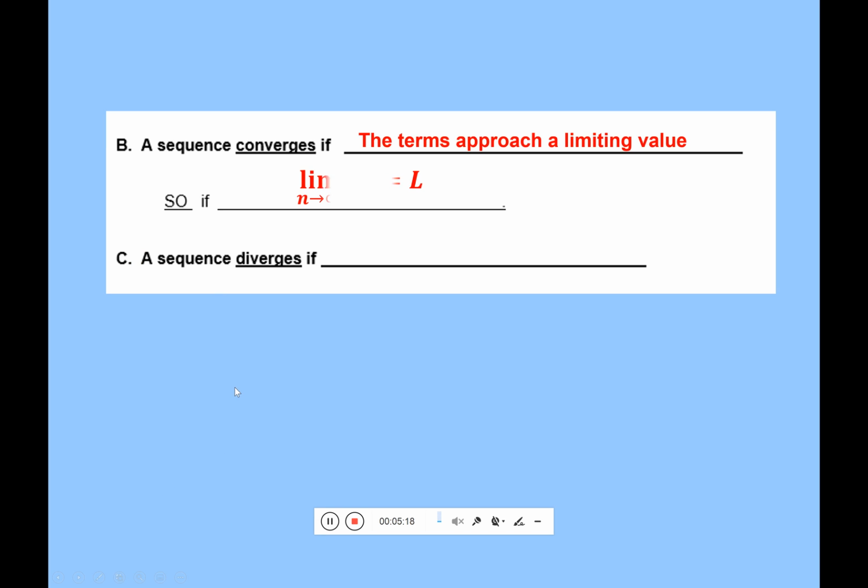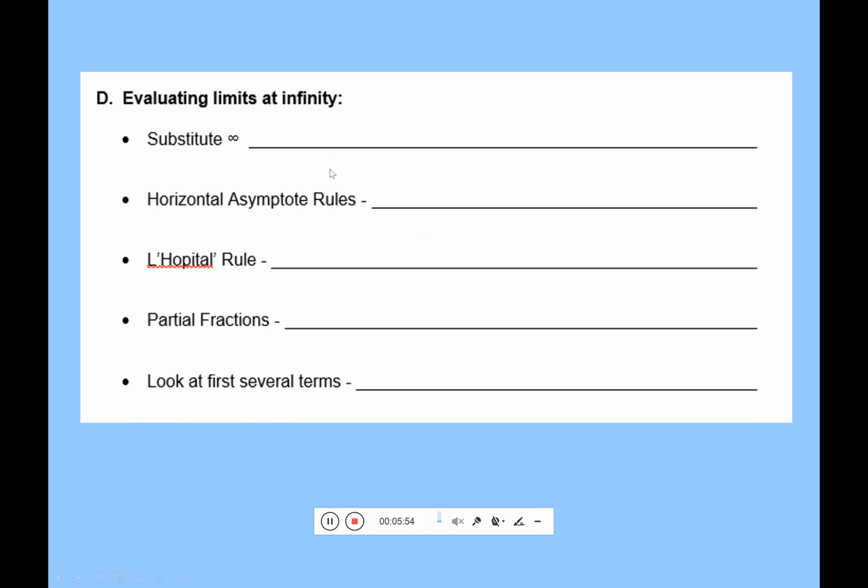So here's where the calculus comes in. That means the limit as n approaches infinity of that sequence equals L, meaning it equals a specific limiting value. So when we say L, we're saying L is a specific constant, right? If the limit equals a specific constant, then we say that the sequence converges. And vice versa, a sequence would diverge if the limit doesn't exist. In other words, if the terms don't level off, then we would say the sequence diverges.